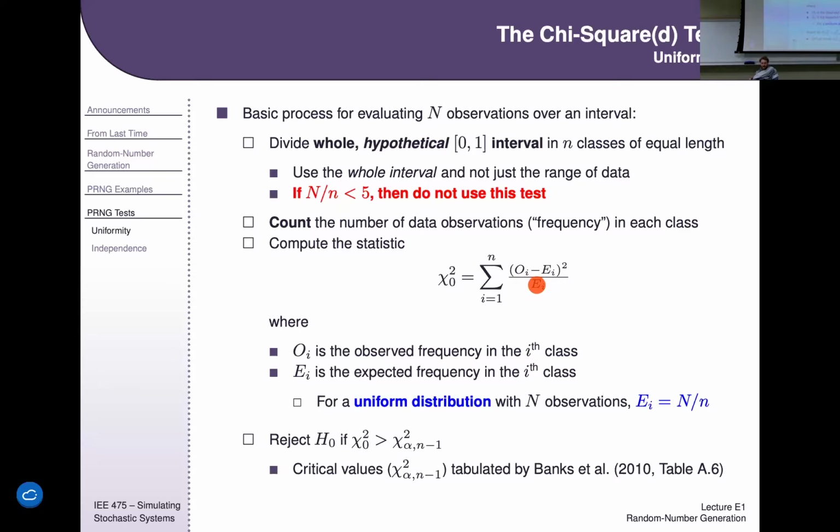And again, E is the number of expected. So you just do the difference from expectation squared divided by the expectation for every bin. And then you add all of those up across all your bins. And that's your chi-squared statistic. Higher is bad. Lower is good.